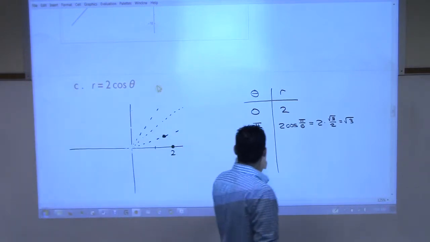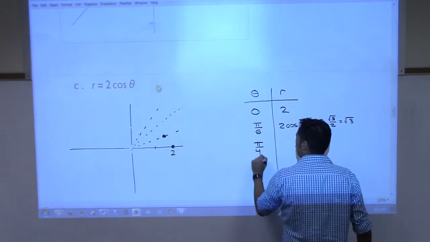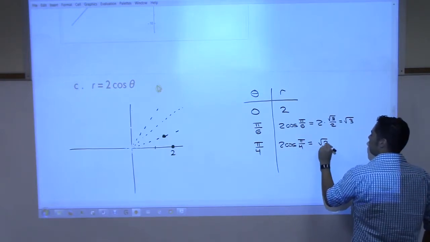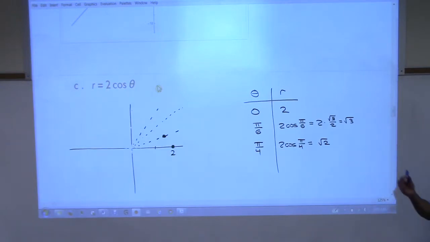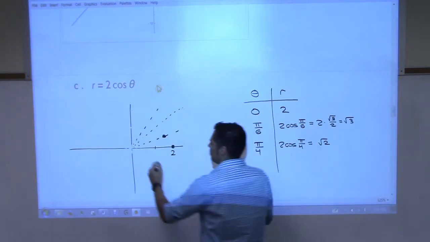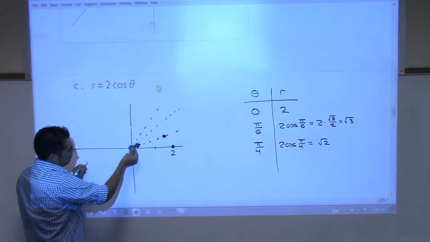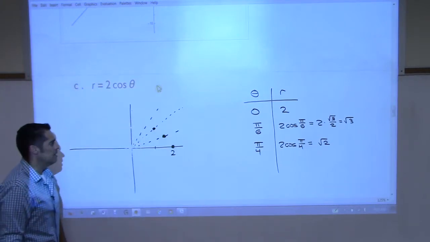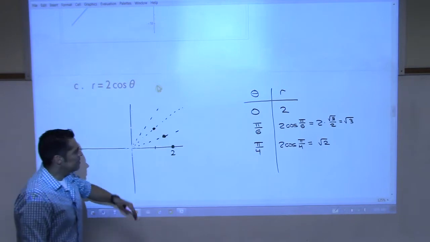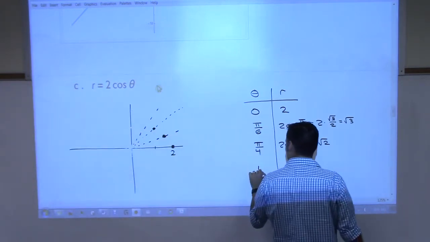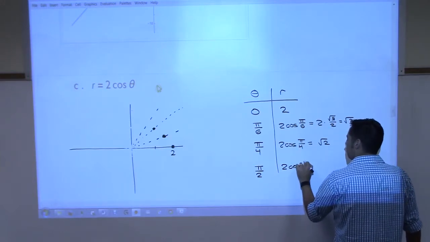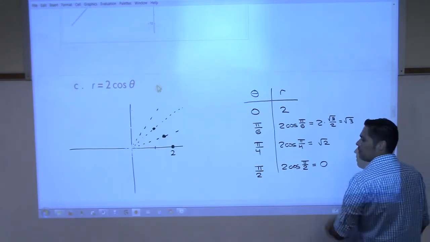So let's do pi over 4. I'll pick up the pace here in a second. 2 cosine pi over 4. Cosine pi over 4 is root 2 over 2, so this turns out to be root 2, which is about 1.414. So that is the point at pi over 4, which is 45 degrees. Walk out 1.4, something like that. You get the idea? Okay. So I start drawing this thing. Now things are going to start to get a little interesting when we get to pi over 2, because 2 cosine of pi over 2 is going to be 0.